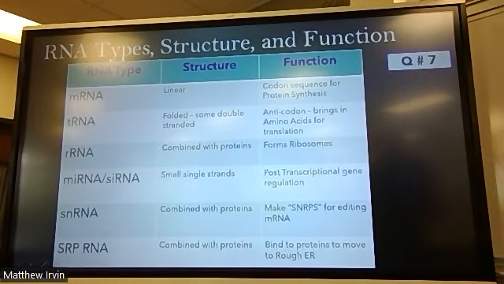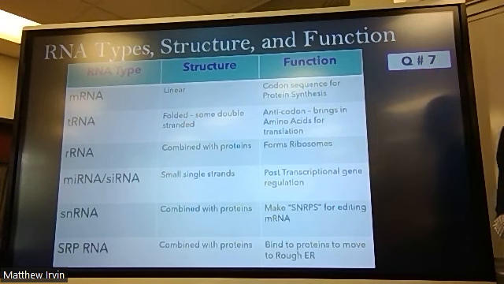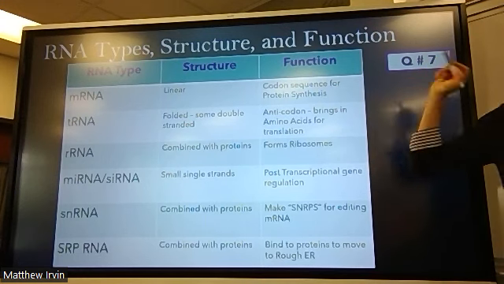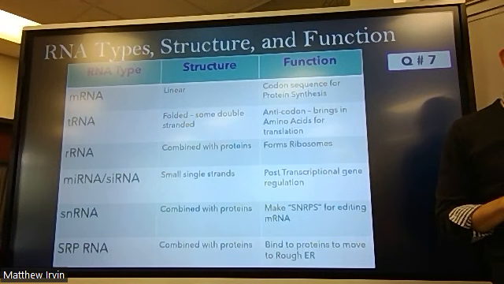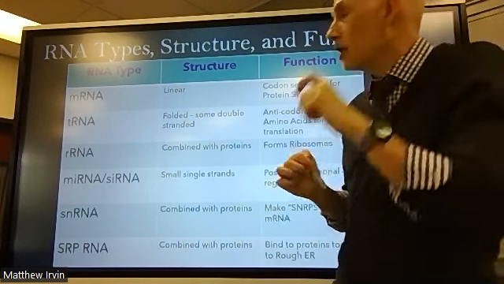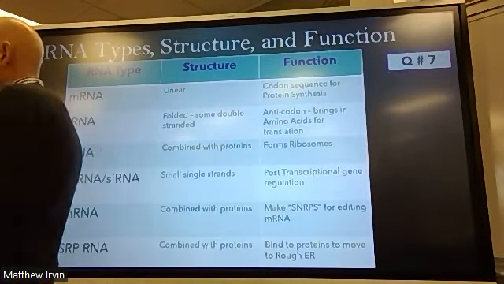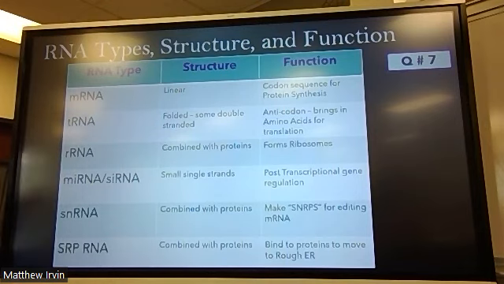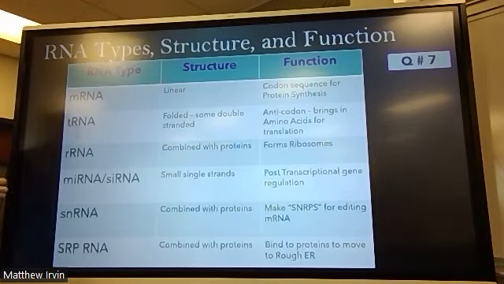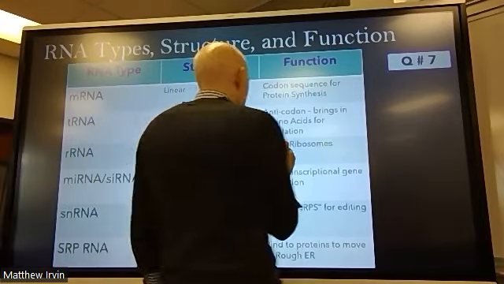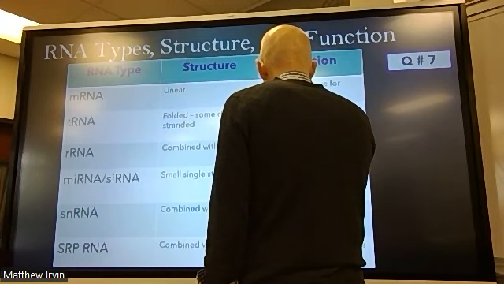Okay, so mRNA, linear, so big long ribbon, and then that's our codon sequence for protein synthesis. Our tRNAs are going to be folded. So we've got some double stranding in there. That's going to be the anticodon. That's going to bring in the amino acids. Then we have the rRNA that is going to form the ribosomes or the ribozyme.